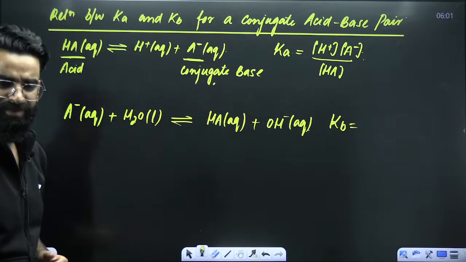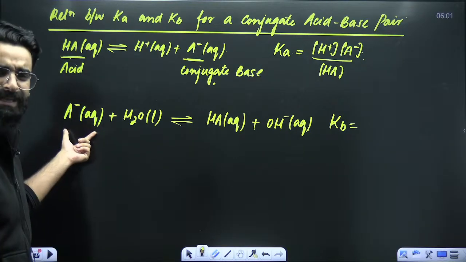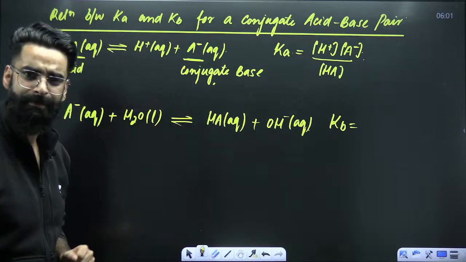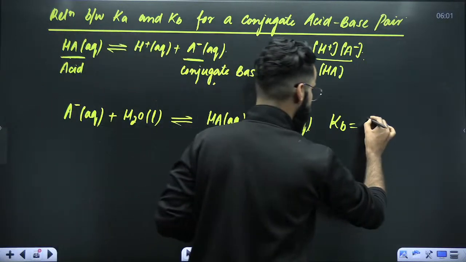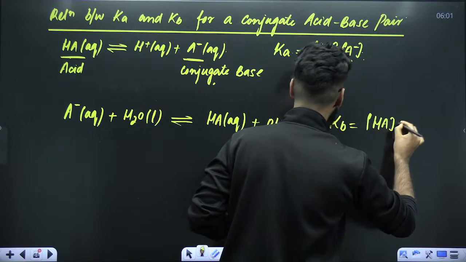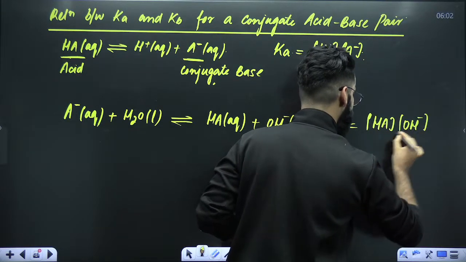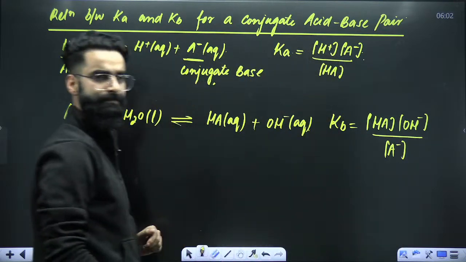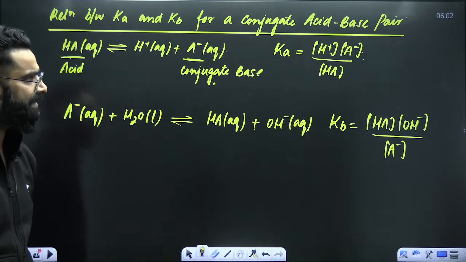Kb is the ionization constant of this conjugate base A negative, which interacted with the water. Can you write the expression for Kb over here? Absolutely, you can do that. Start with the product. It is concentration of HA raised to power 1, concentration of OH negative raised to power 1, divided by concentration of A negative, right? That's how you are going to write the Kb expression.